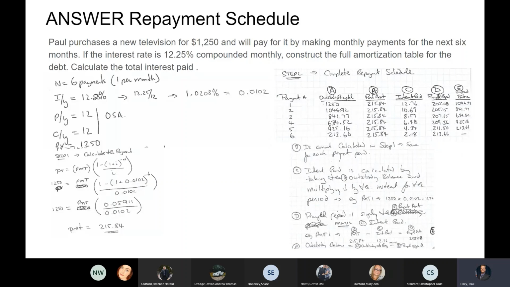So it says, construct a full amortization table, calculate the total interest paid. Well, how much interest was paid? Well, we just add it all up. We can add up those numbers here, and that'll give us our total interest paid.